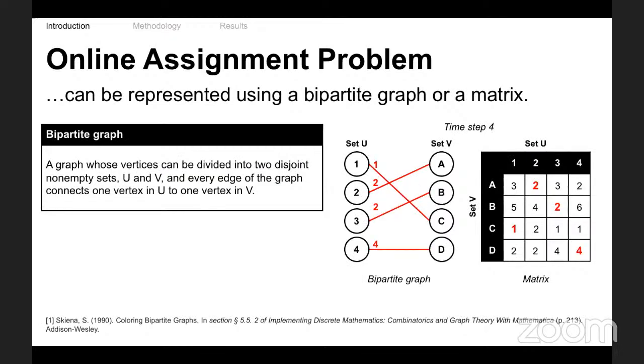Both variants of the problem can be represented as a bipartite graph and a matrix. A bipartite graph has two disjoint non-empty sets U and V, and every edge of the graph connects one vertex in U to one vertex in V.